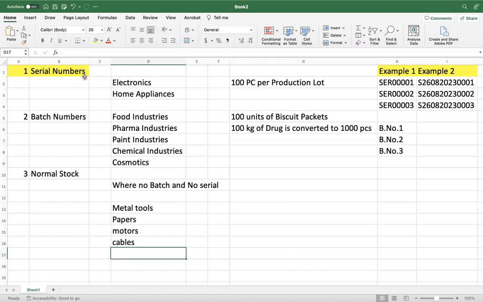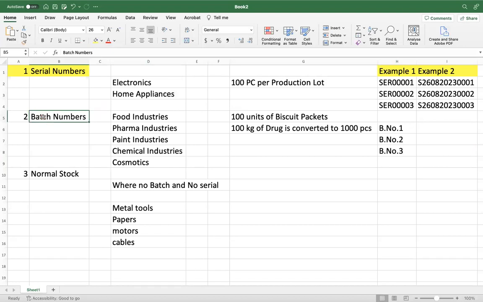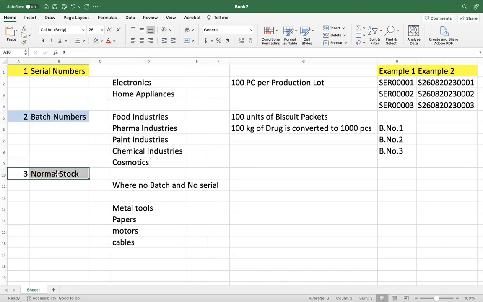When you get an interview from electronics or home appliances companies like Panasonic, Sony, or Whirlpool, you will get questions on serial numbers. If you get an interview call from Ranbaxy or food companies like Haldiram's or Britannia, you can understand they will use batch management. So you need to brush up your batch management knowledge before going for the interview. Normal industries, like assembly companies, mostly use normal stock.